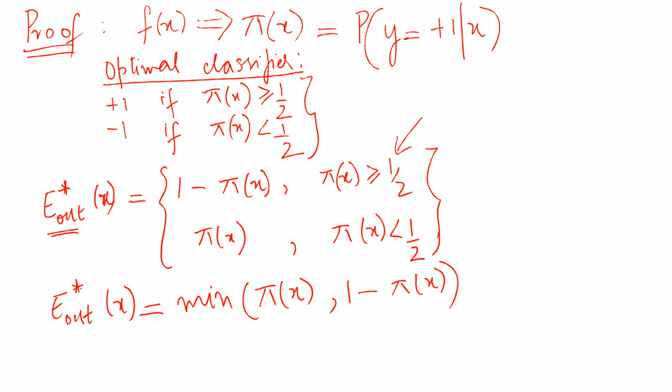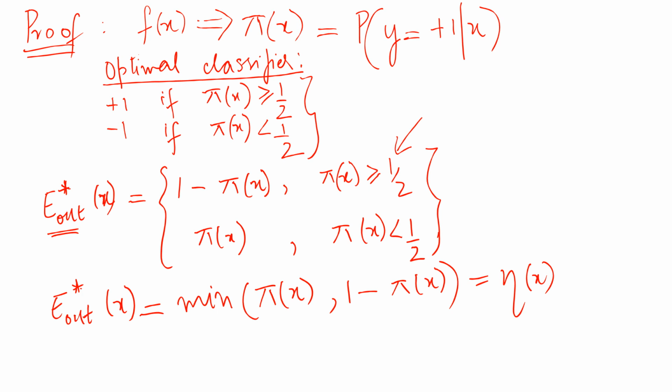Just like condensing them together. And one way to denote this, this E out star of x, is eta of x. This is what you'll find in most of the textbooks, even in our textbook. So that's why I'm denoting it with eta of x. So we got an expression for the optimal error, although we don't know what exactly this optimal error is.